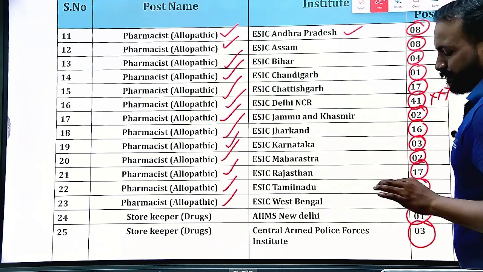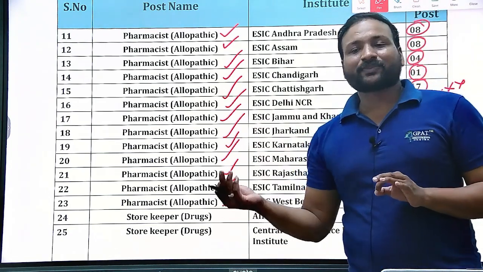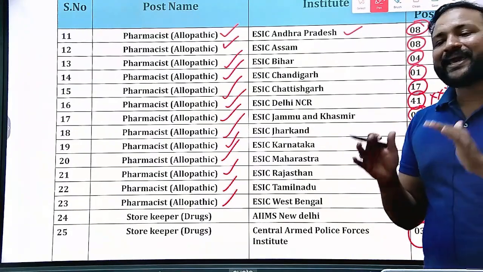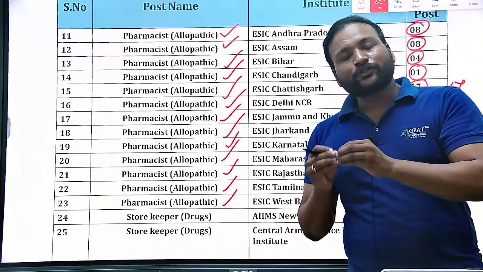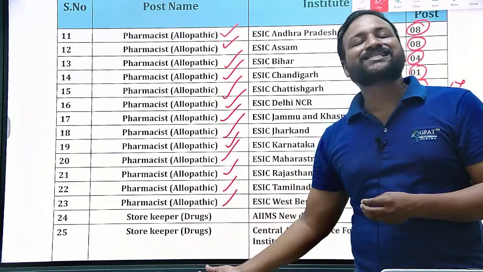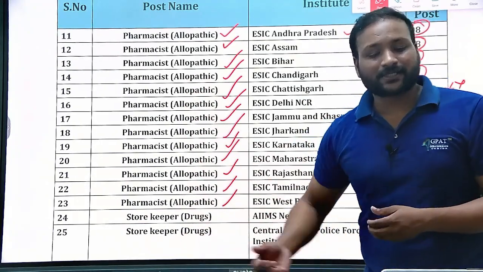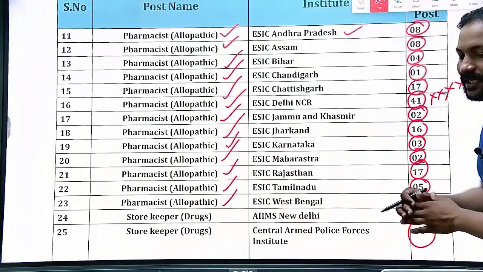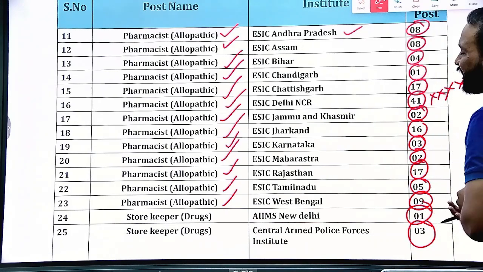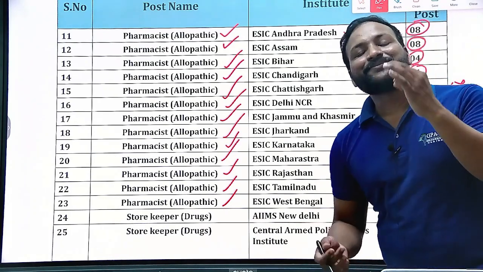So dear aspirants, look carefully at the name of the post as well as the vacancies based on your location. Try to submit the application accordingly. Clear? So these are the different posts and their vacancies in the different ESIC as well as the AIIMS institutes.